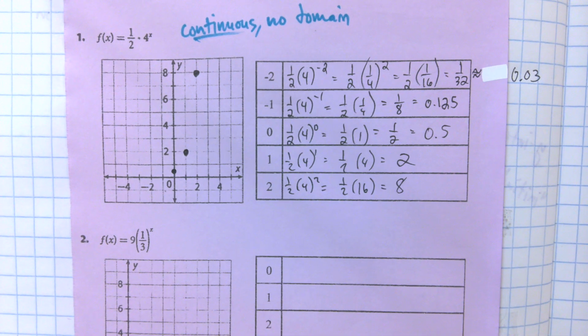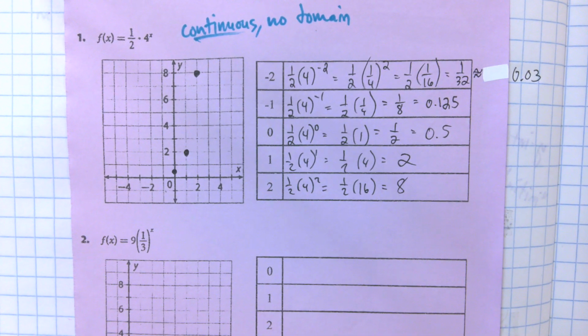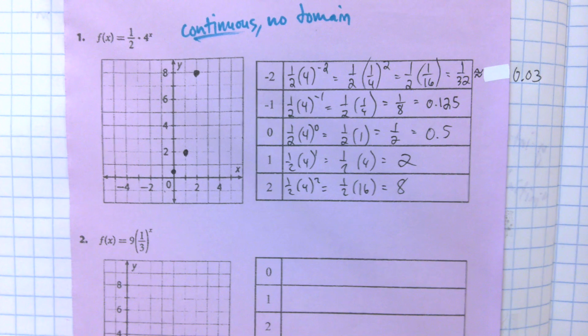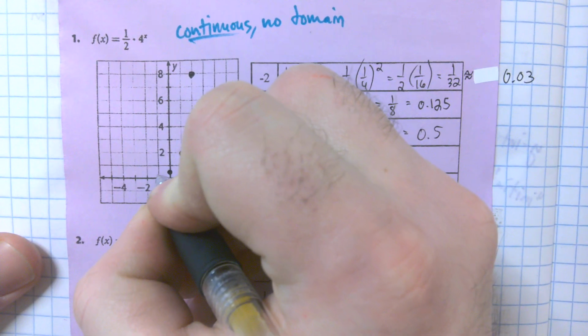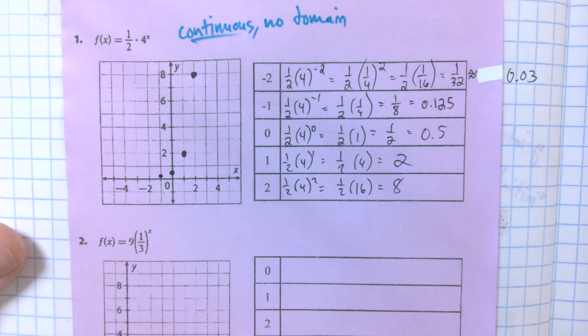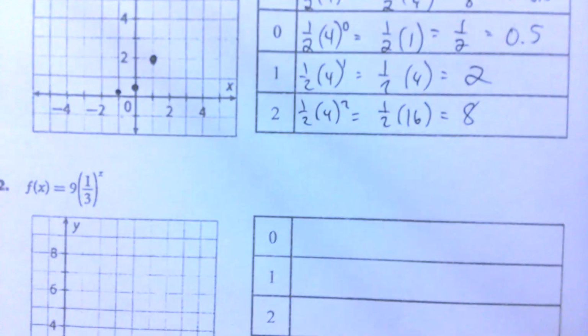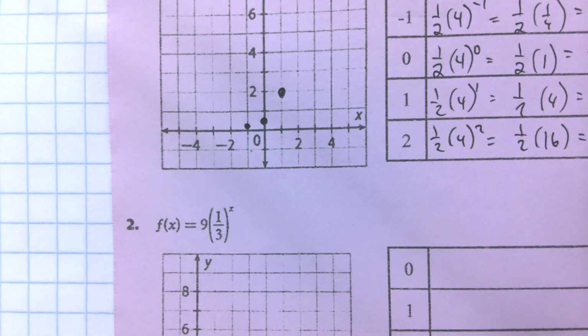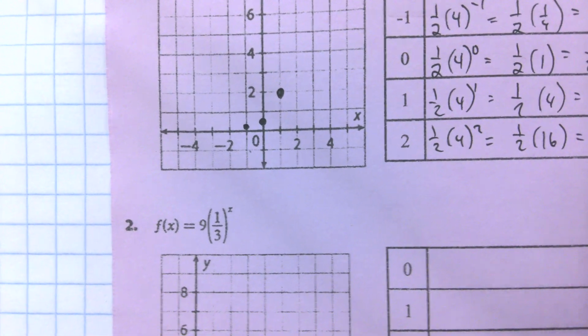And then I've got -1, 0.125. So -1 and almost close to 0. Okay, not on the x-axis, right? If we're on the x-axis, then it's 0.